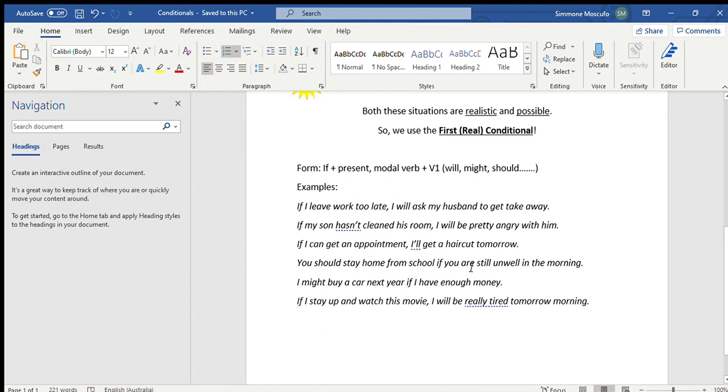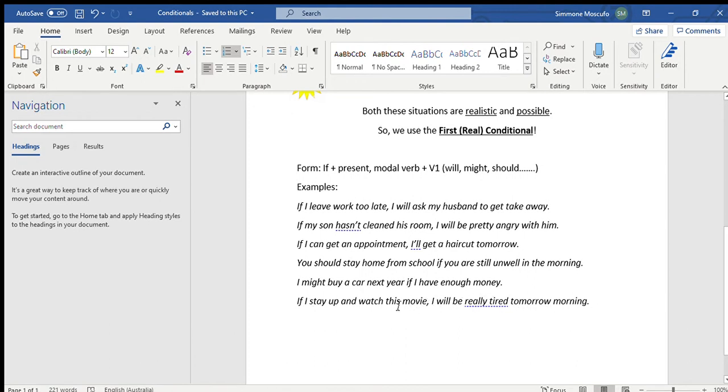You'll notice here that in these sentences I've had the if clause at the beginning. This time I flipped them around and that's perfectly okay, all right? You can flip them around. I might buy a car next year if I have enough money, okay? And if I stay up and watch this movie, I will be really tired tomorrow morning, okay?